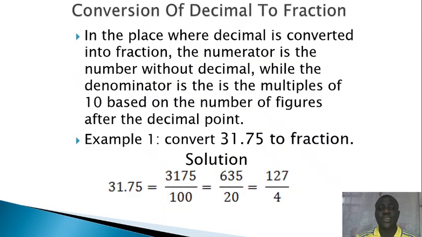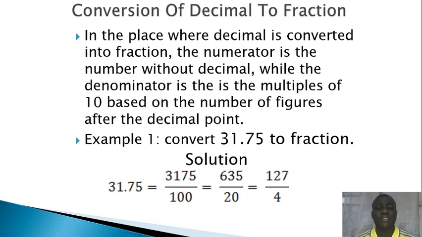So the next thing we are looking at is how to convert decimal fraction. How to convert decimal to fraction. This one is very, very simple. It's the easiest method, except you are lazy about it. You can do it within the split of seconds. The first thing we need to look at is the number itself. The number is 31.75.